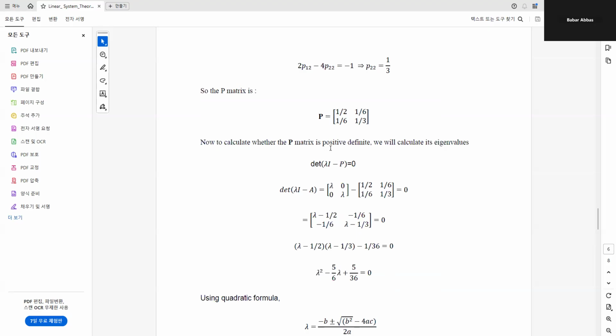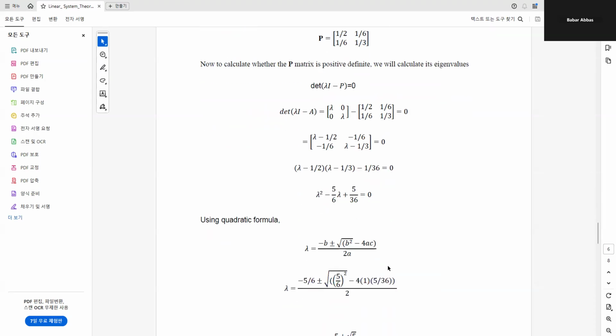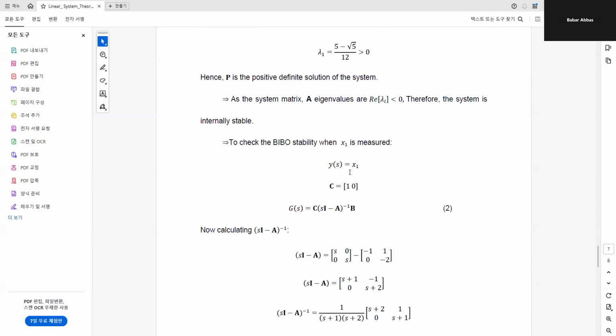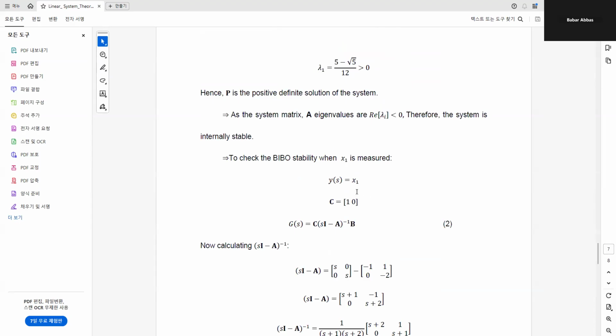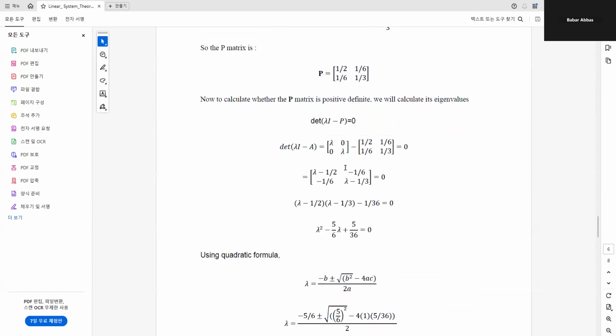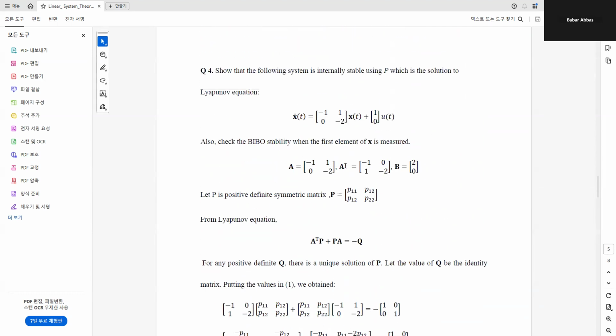Now we have to show that this is a positive definite matrix. Using the determinant of lambda I minus P, we calculated the values by the quadratic formula. Lambda 1 and lambda 2 come out to be positive values, which shows that P is a positive definite matrix. From the system matrix A, which is in upper triangular form, the eigenvalues are lambda 1 equal to minus 1 and lambda 2 equal to minus 2. These are strictly negative values.